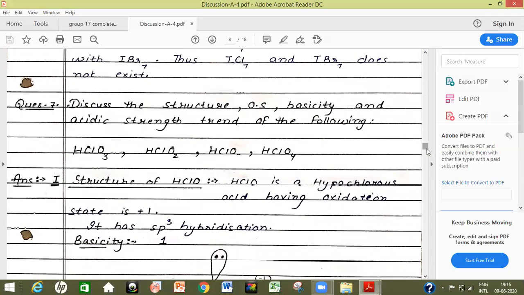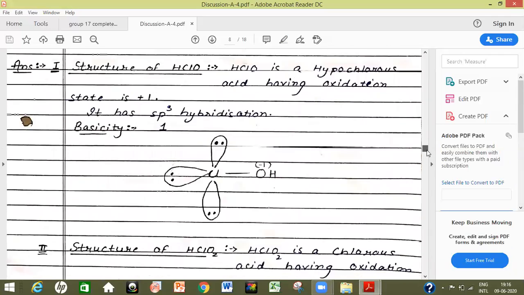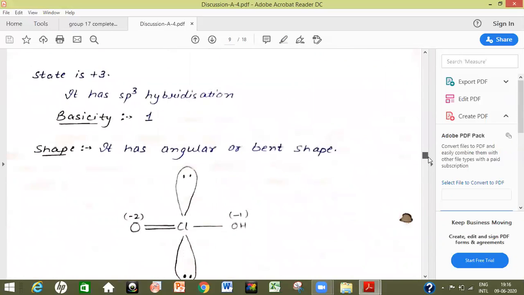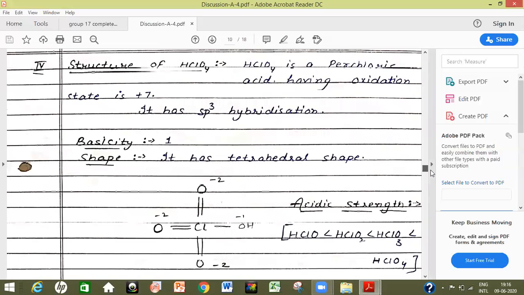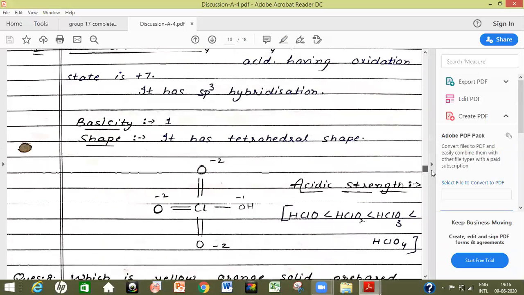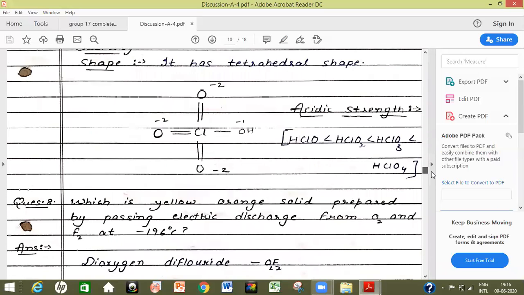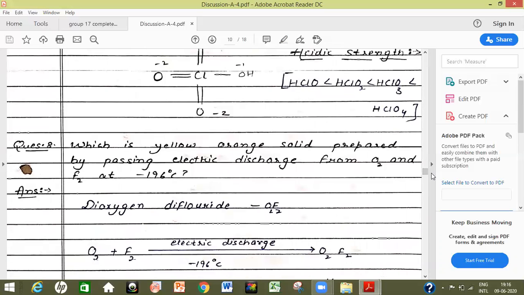Discuss the strength, oxidation state, basicity, and acidic strength of the following. This question can be seen from the video where I have discussed the oxy acids of halogens. I have discussed each and every detail, the acidity order. The student has also attempted it, right?